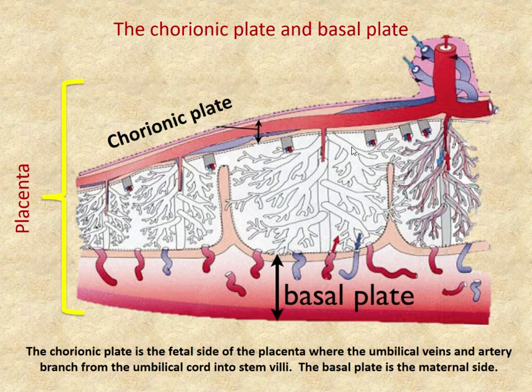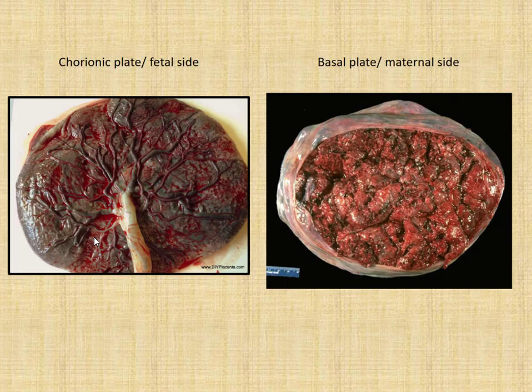Okay, and so just terms, the chorionic plate is the part of the placenta that came from the fetal parts, fetal membranes here. And the basal plate is the term that's referred to the part of the placenta that came from the uterus, or the decidua basalis. And this is what it looks like.